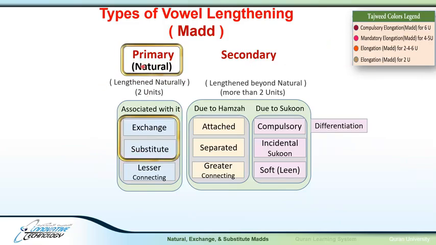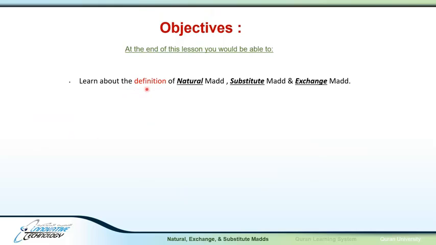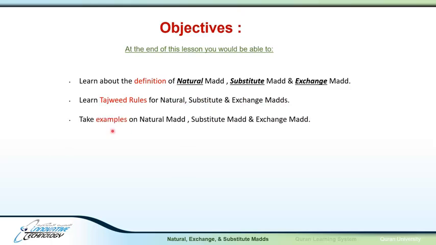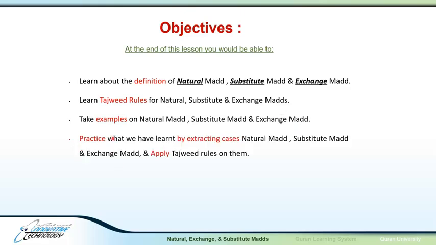So we're going to concentrate on the primary natural med and its associated exchange and substitute. Both are given the natural color of the script, and they're expected not to be elongated more than 2 units. So in this lesson, we're going to learn about the definition of the natural med and its attached or associated substitute and exchange meds. We're going to learn the Tajweed rules for those three, the natural, the substitute, and the exchange meds. And we're going to take an example of each one of them, and we're going to practice what we have learned by extracting cases of natural med, substitute med, or exchange med from the Quran pages and apply Tajweed rules on them.